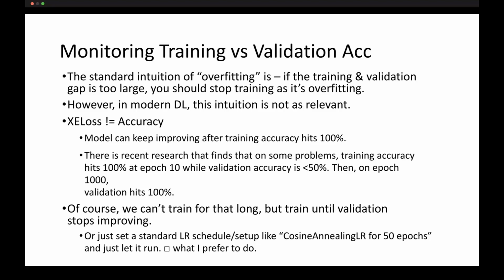Apart from that, in homework one, you would have probably seen your validation accuracy and your training accuracy to be on similar lines, with less difference between them. But over here, you might see that your training accuracy has hit 100% already in 10 epochs.